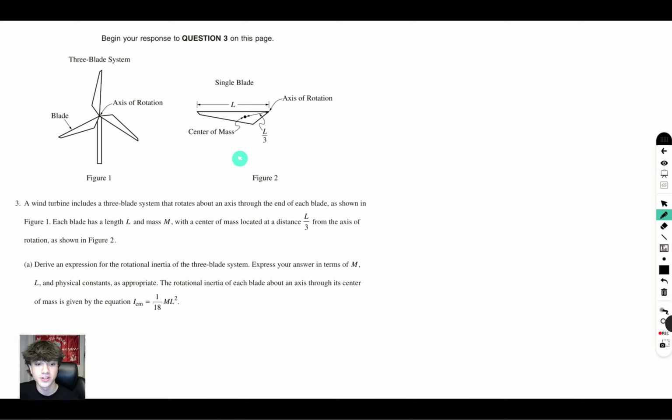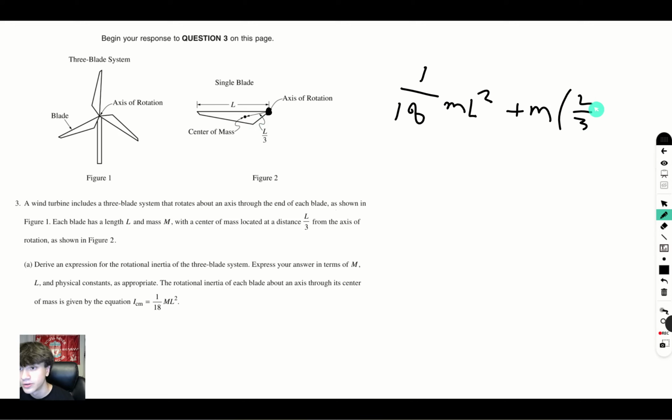So the first thing we want to do is to find the inertia of one blade around its axis of rotation, which is here. And we're going to do this using the parallel axis theorem. So we have 1/18 ml squared, which is the inertia around this point. And then the parallel axis theorem tells you to do m times distance moved squared, which is L over 3. So we're going to have L over 3 squared. So this will give us 1/18 ml squared plus 1/9 ml squared.